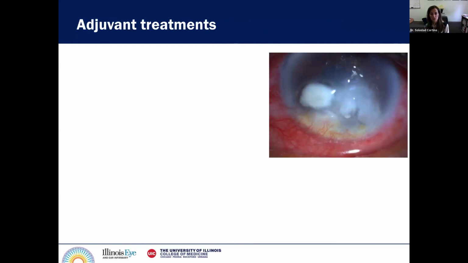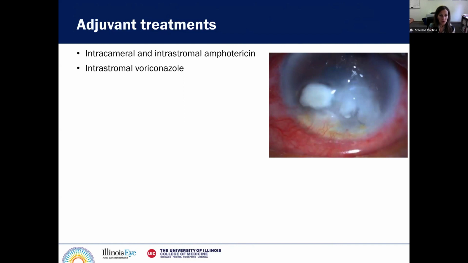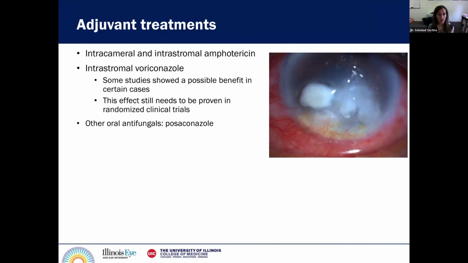What about adjuvant treatments? Okay, we're not able to resolve this infection with our topical or oral treatment. What can we do? Intracameral and intrastromal amphotericin and intrastromal voriconazole have been proposed and are pretty widely used for the treatment of fungal ulcers. For intrastromal voriconazole in particular, some studies showed a possible benefit in certain cases, but this effect really still needs to be proven in randomized clinical trials.